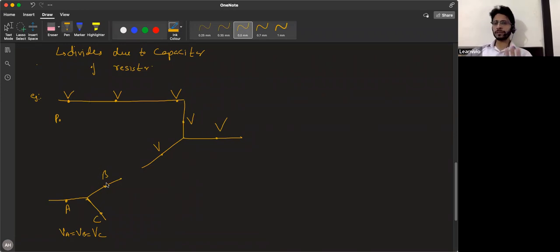I'm not adding a capacitor. You know, wires. It doesn't matter in how many parts this wire will divide. At every point, your potential will remain the same. VC, VD, VE, everywhere potential is the same.